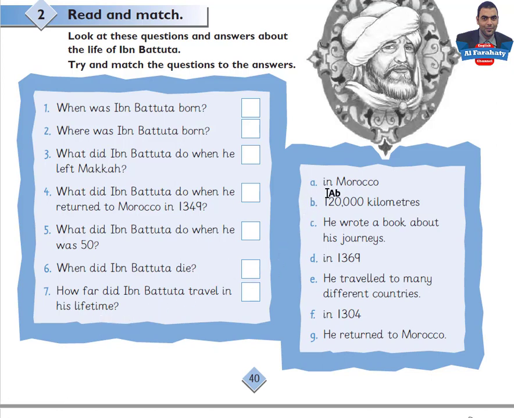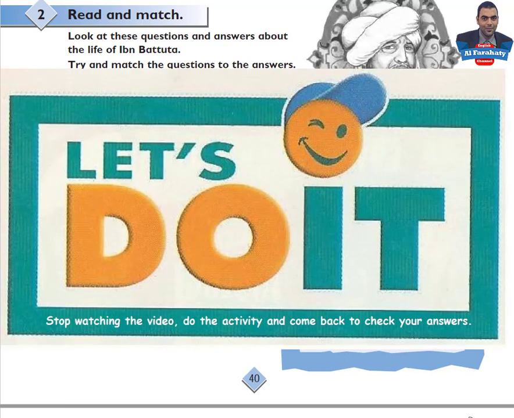And the answers: in Morocco, 120,000 kilometers. He wrote a book about his journeys. In 1369, he traveled to many different countries. In 1304, he returned to Morocco. Now you are asked to match these questions to the answers. Take your time to do the activity, then come back to check your answers.